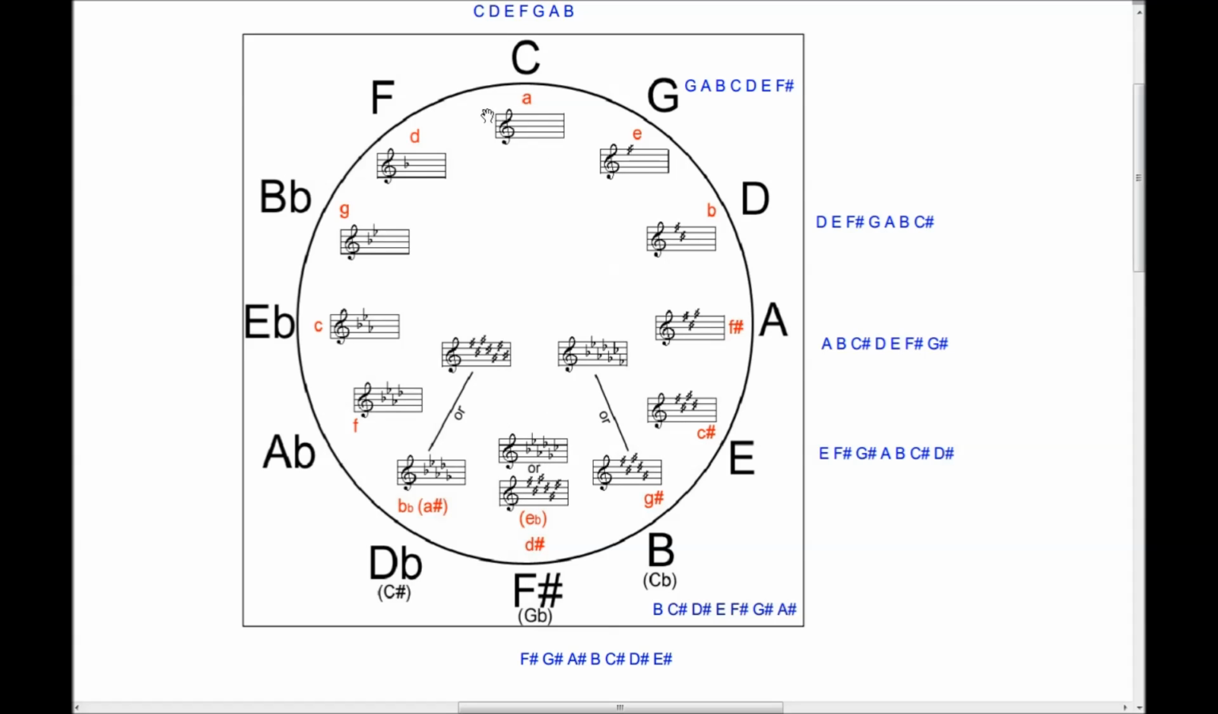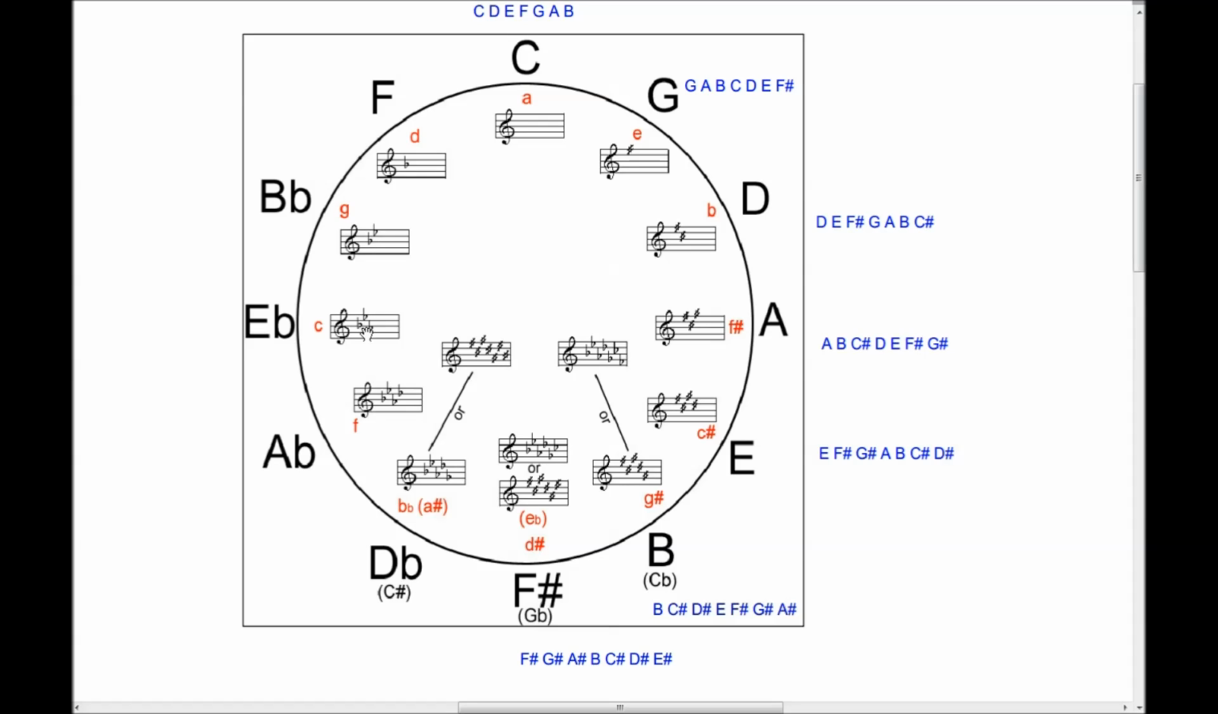Now if we go backwards around the circle, we're actually adding a flat. So the F major scale or D minor scale contains one flat note. The B flat major scale or G minor scale contains 2 flats.